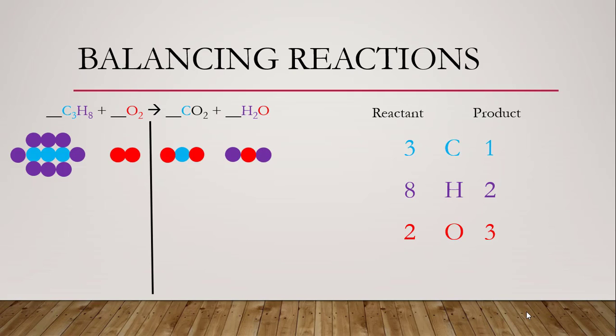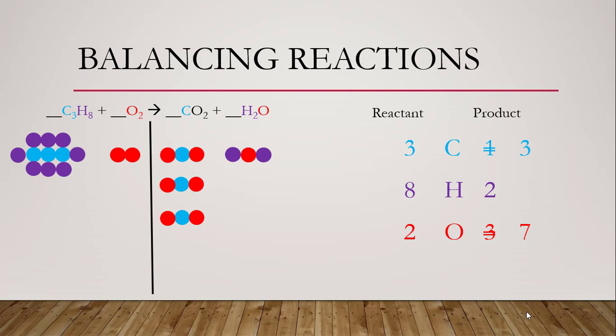So I'm going to start with the carbon. I need to get 3 blue dots on the product side. So to do that, I need 3 carbon dioxides. So I add 2 more. And when I do that, I have 3 blue dots on the product side. But I've also changed the oxygens. I now have 7 on the product side. Don't worry about that. It'll all work out in the end.